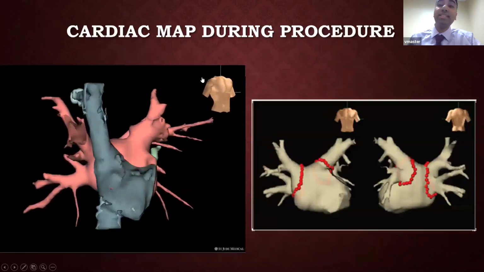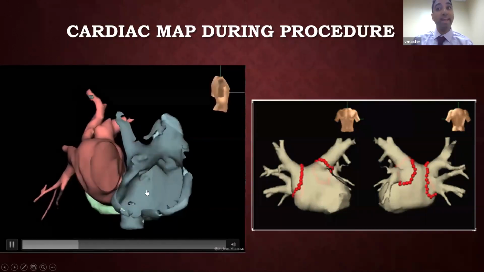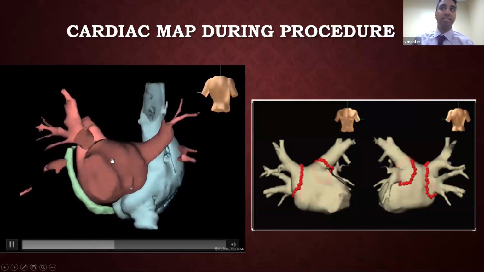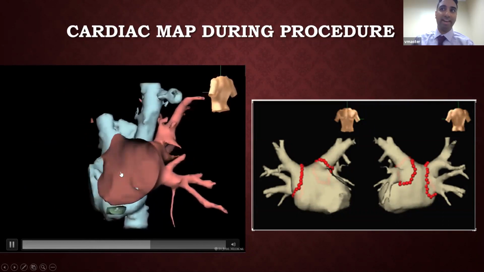And so this is a map during the procedure. We create another map from inside the heart. And this is just that map rotating, and you can see the left atrium, the left top chamber, and you can see the veins coming in and out.